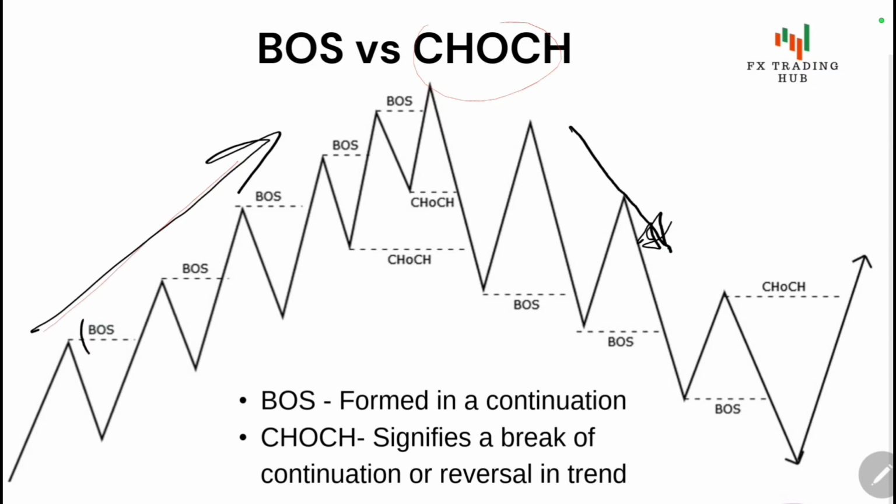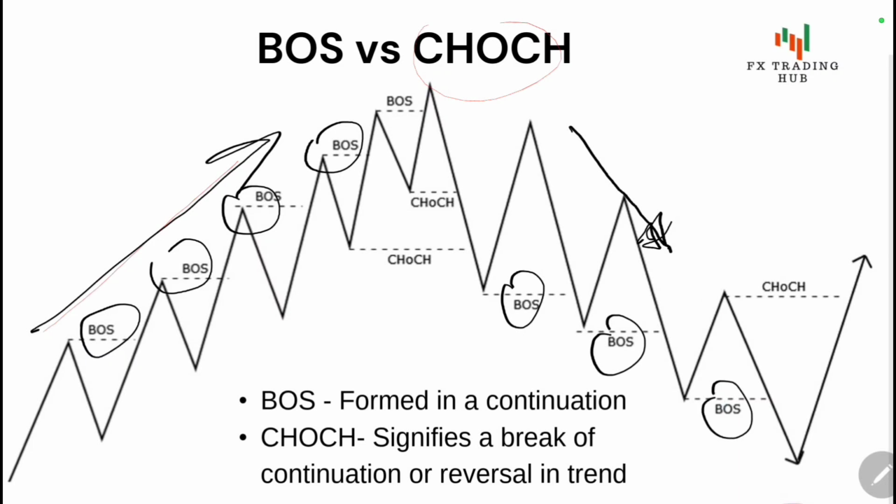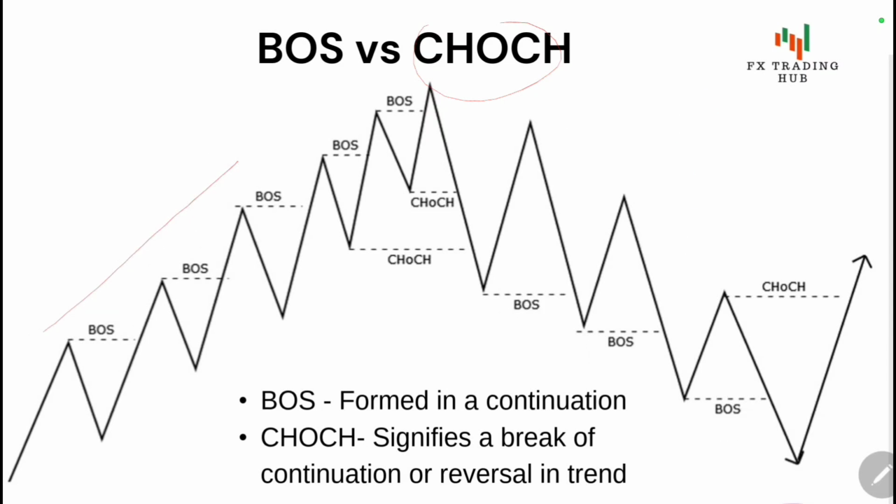Like you can see here, this is a break of structure to the upside, the market creating higher highs and higher lows. This is a bullish market structure. While if you have a break of structure to the downside, it means that the market is creating lower highs and lower lows. It shows a continuation of trend to the downside. Now, change of character signifies a break of continuation. All right, a change of character, you can see here, it signifies a change of continuation.